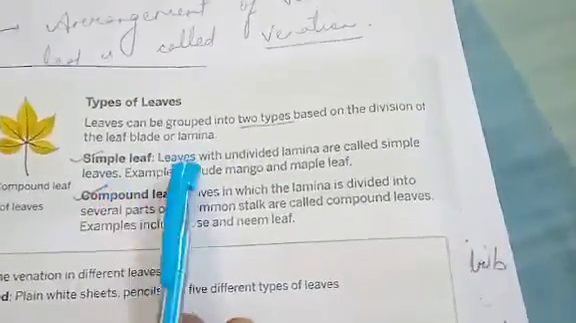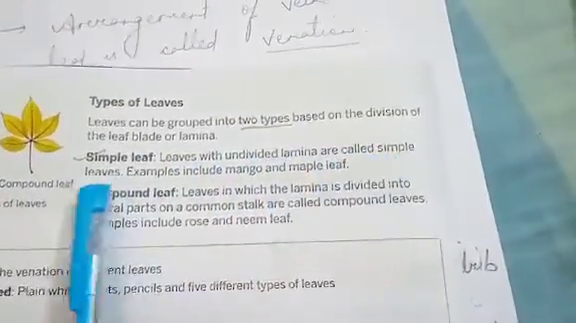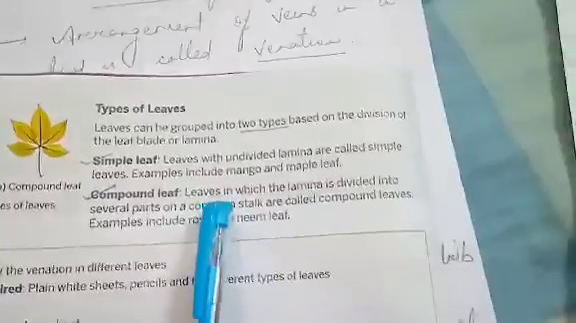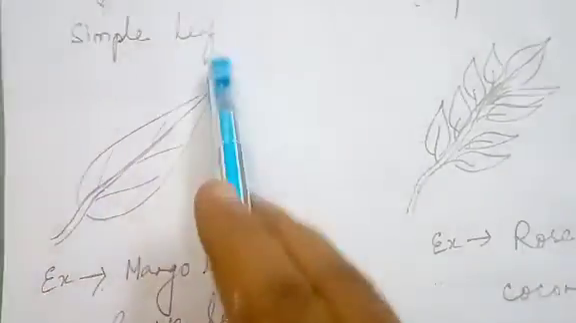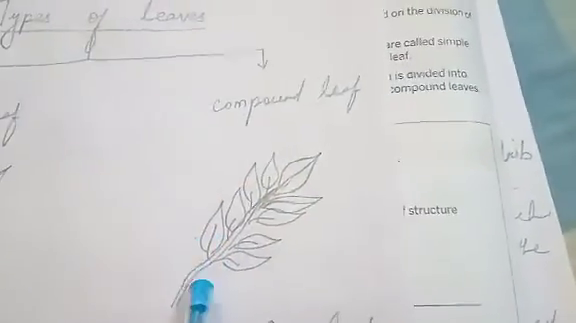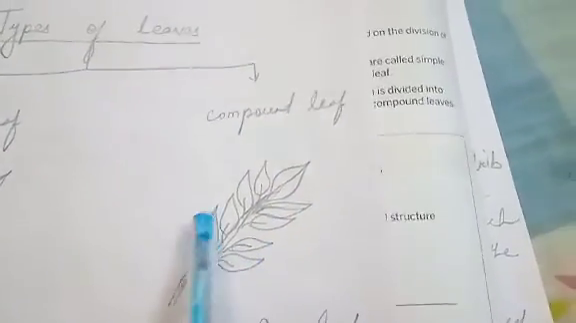See the definition in your book. You will learn from here. The leaves with undivided lamina are called simple leaves, and the leaves in which the lamina is divided into several parts are called compound leaves. As you can see in the diagram, here the lamina is undivided. It is entire, but here the lamina is divided, and these are called leaflets. This complete thing is one leaf.